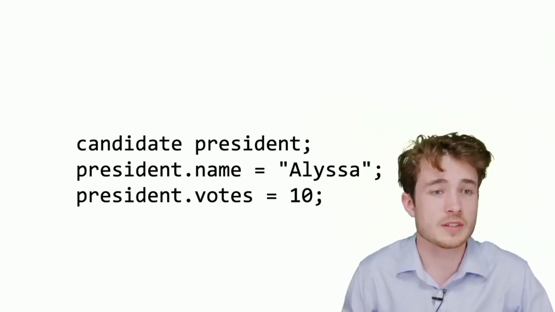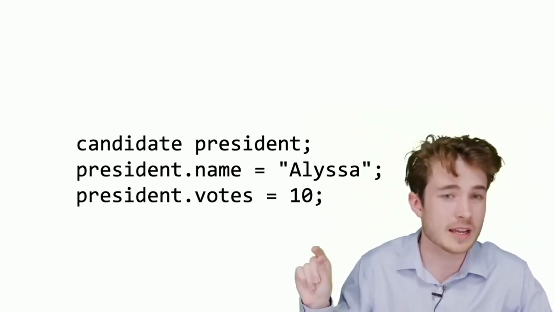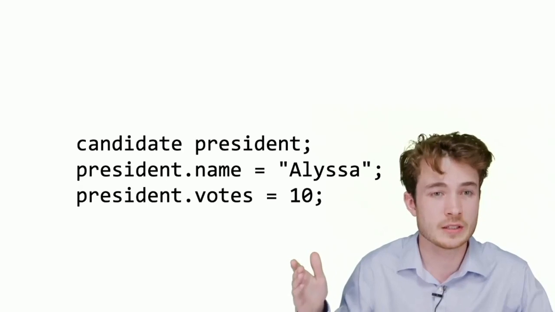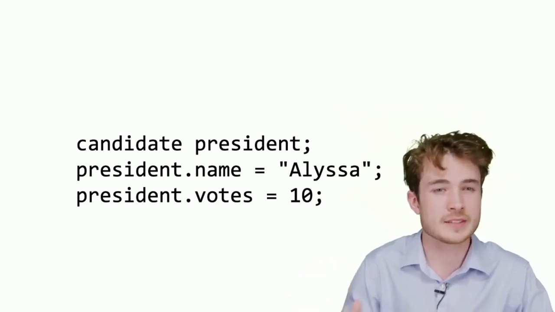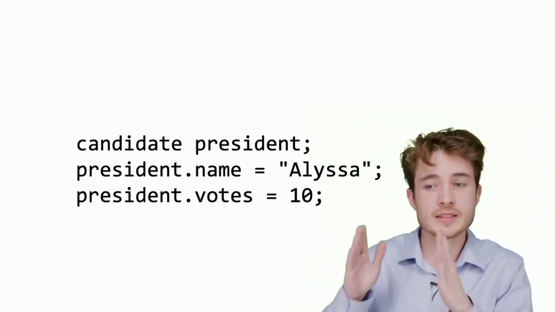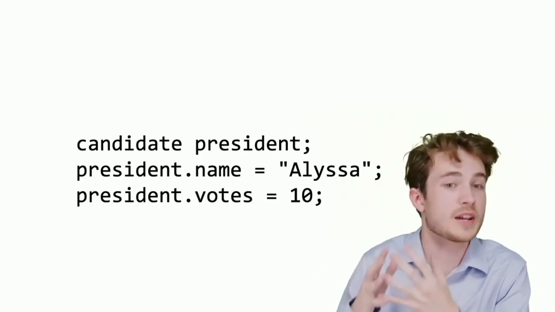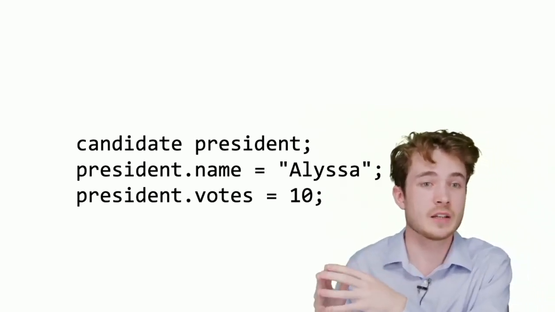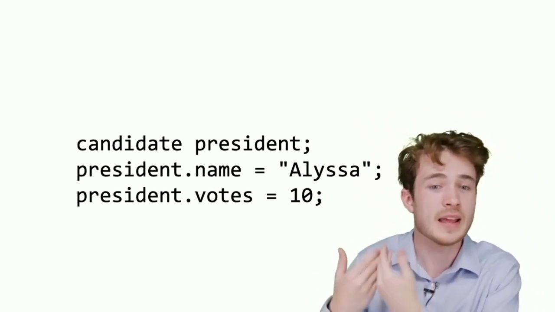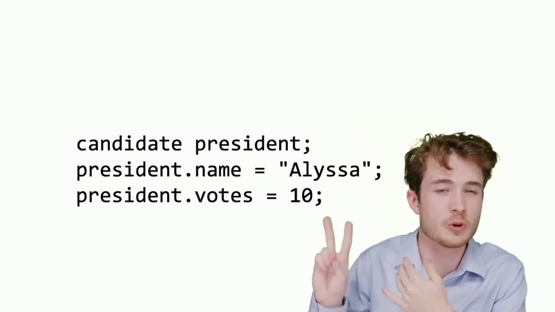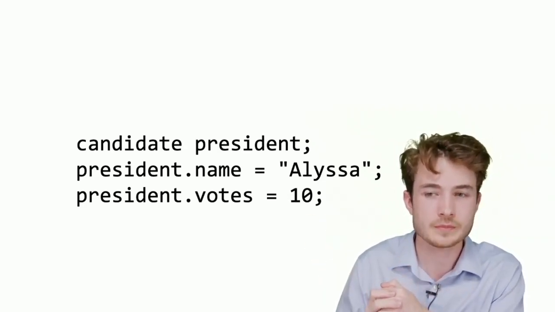And so here we're using this new dot syntax. president.name gets the value Alyssa, and president.votes gets the value 10. And so in this single variable called president that is of type candidate, we are storing now a name and a number of votes, kind of close to each other in memory here.